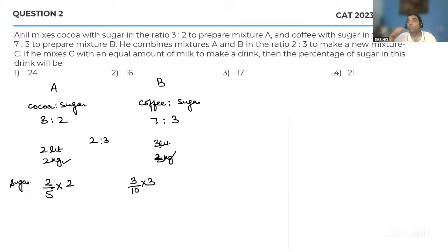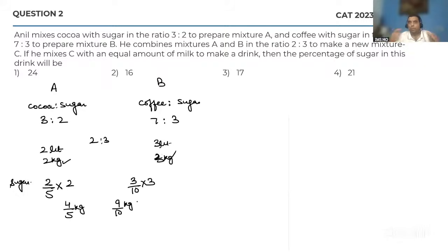Now, why am I only focusing on sugar? Because they're talking about sugar only. Why would I worry about coffee or cocoa? They're not asking that. As simple as that. So sugar in the first is going to be 4/5 kg, while in the second it is going to be 9/10 kg.